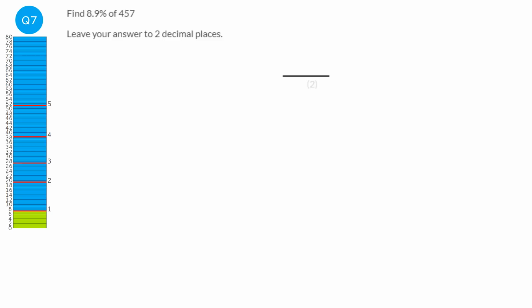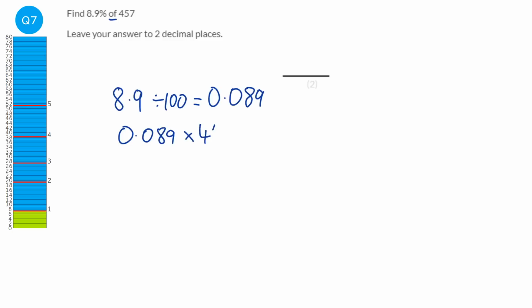So for this question we need to convert the percentage to a decimal. To do that we take 8.9% and we just divide by 100, and that will give us 0.089. Of normally means times in maths, so we just times that by 457, and that will give us 40.67.